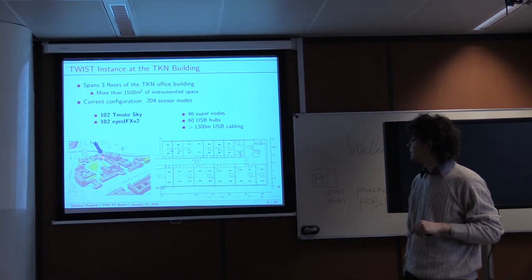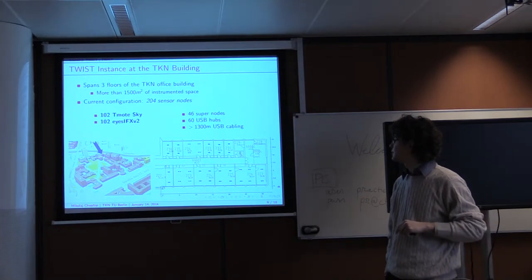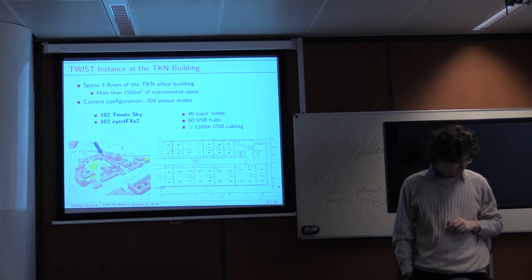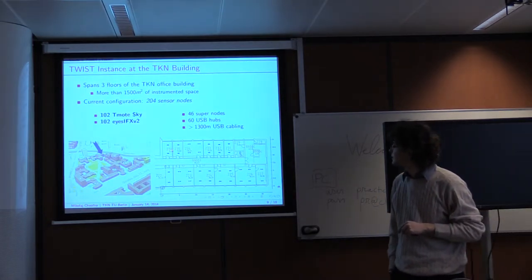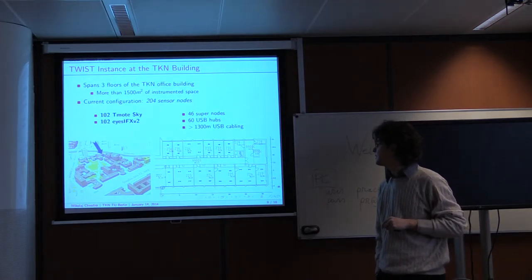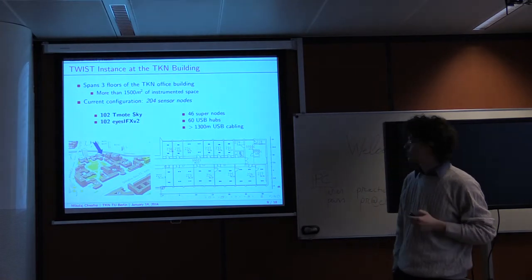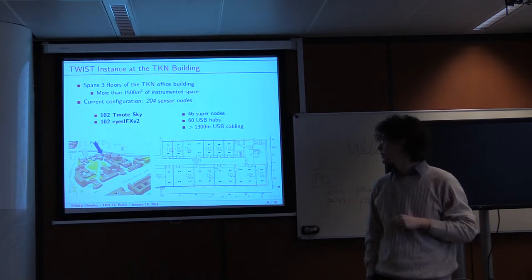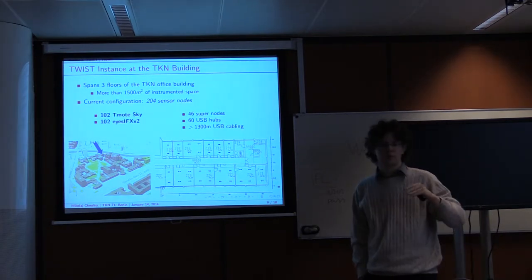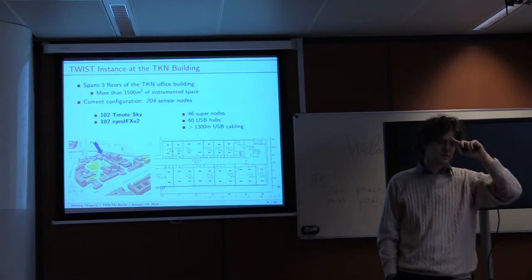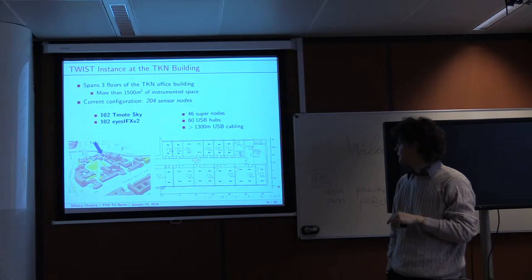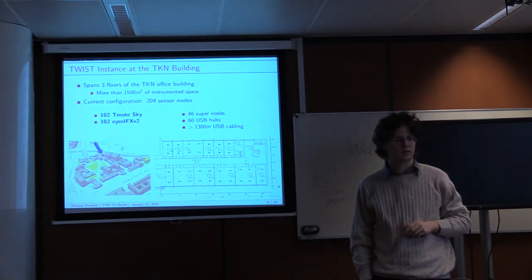And this is the building, that's the picture of our campus, and that's how the node positions look. The blue nodes, I believe, are TMote Skys, and the red ones iSense. We see that it's a pretty regular grid. That's an example of one floor, the second floor, and more or less the same is on all the floors. So it's a pretty regular grid, but still, while opening and closing the doors, the connectivity changes.